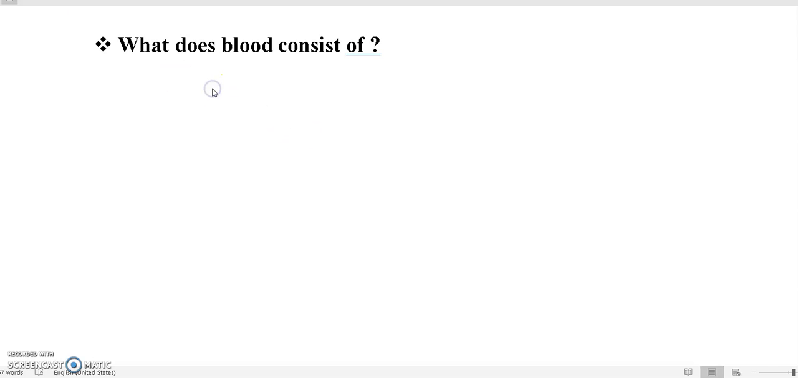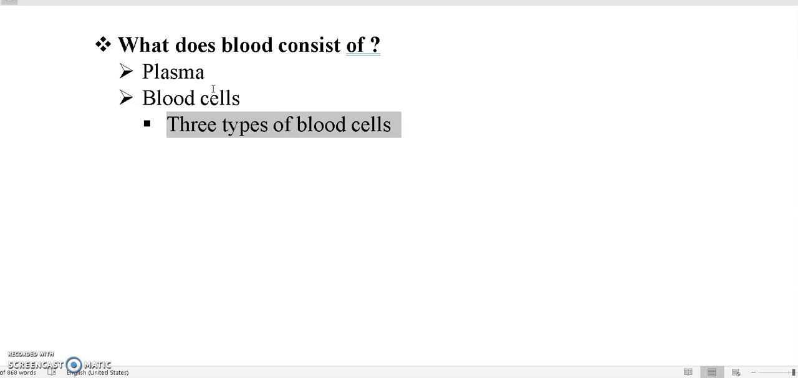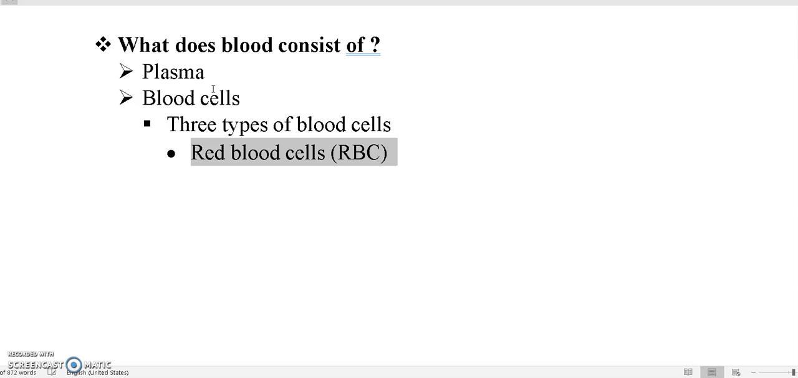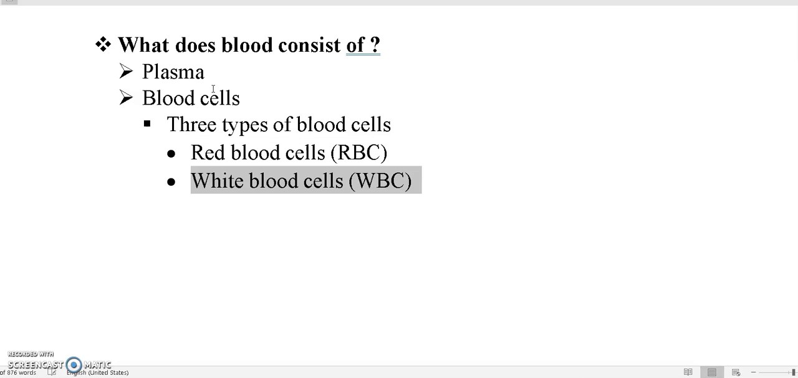Basically, blood consists of plasma. Then in plasma, there are blood cells, which are suspended in plasma. Blood cells are of three types: red blood cells, RBCs, white blood cells, WBCs, and platelets. So let's talk about each of these.